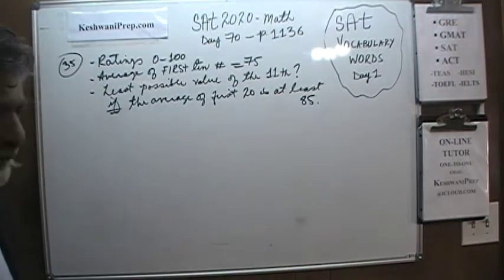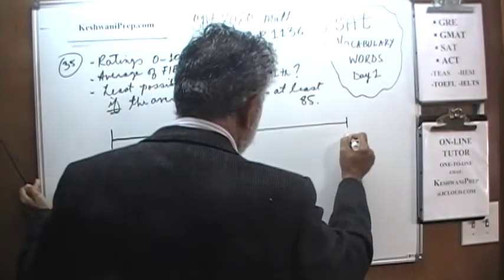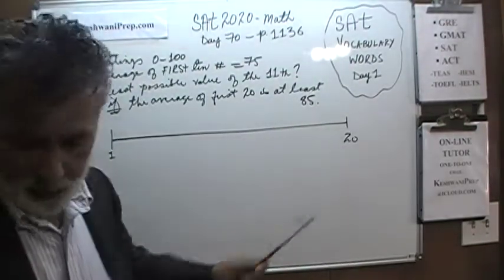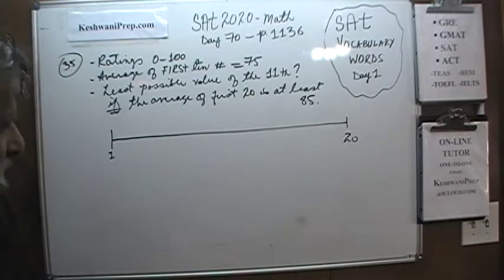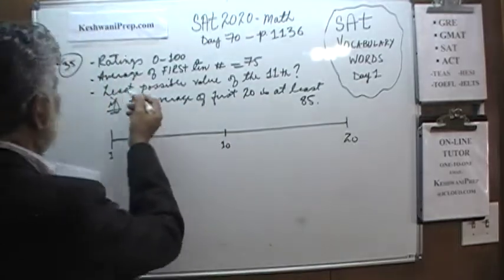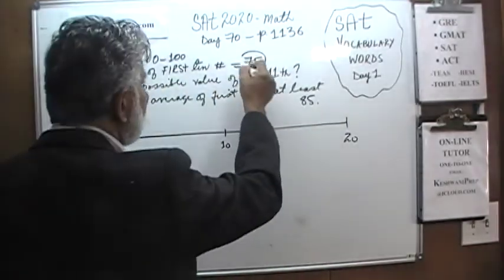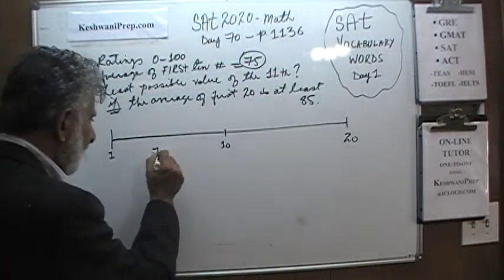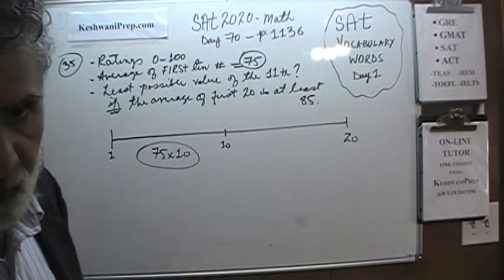So let's set it up, shall we? We're going to set it up in terms of numbers so it's easier to see. So we have 20 surveys altogether, starting from survey number 1 all the way up to survey number 20. We are told that the average of the first 10 surveys is 75. If the average of the first 10 surveys is 75, then it must be 75 times 10, the number of points that are earned on those 10 surveys.